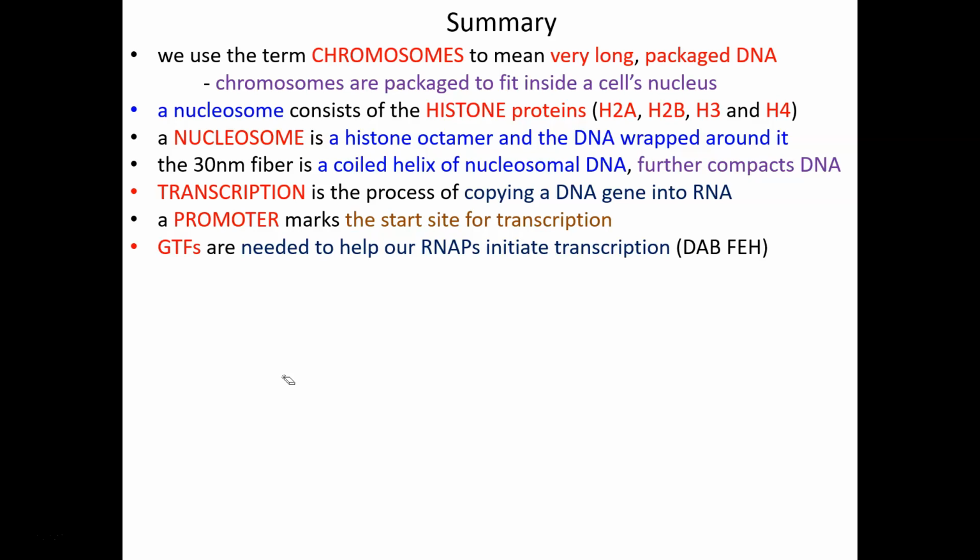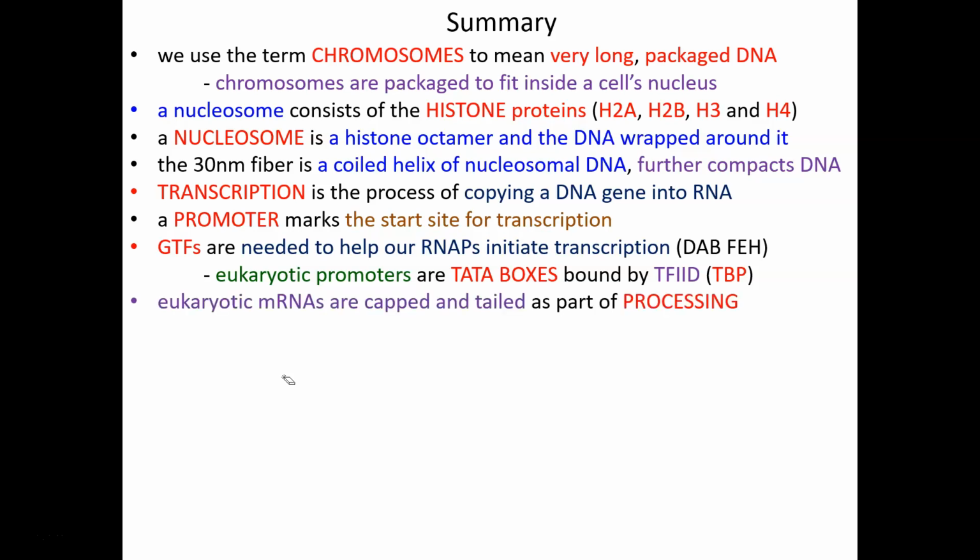TFIIA, TFIIB, TFIIF, which escorts in the RNA polymerase itself, TFIIE and TFIIH. TFIIH phosphorylates the carboxy terminal domain of RNA polymerase II and releases it from the promoter so that transcription can occur. Again, part of TFIID is TATA binding protein, which binds to the TATA box of eukaryotic genes.